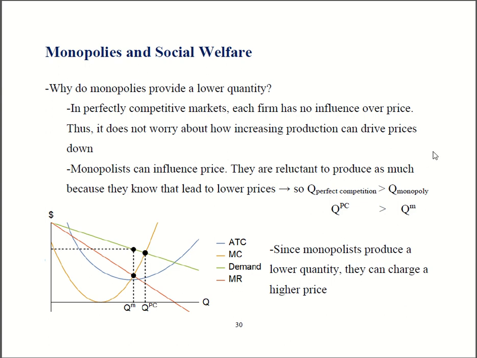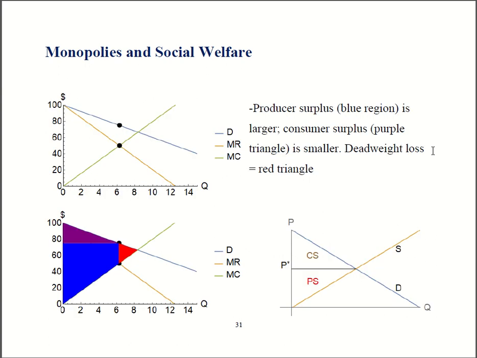So here's what it does to consumer and producer surplus. Here's a simplified diagram. Demand is here in blue, and marginal cost is here in green, and here is marginal revenue. So under perfect competition you produce over here, where marginal cost equals price. The monopolist produces where marginal revenue equals marginal cost, and the price is going to be up here on the demand curve.